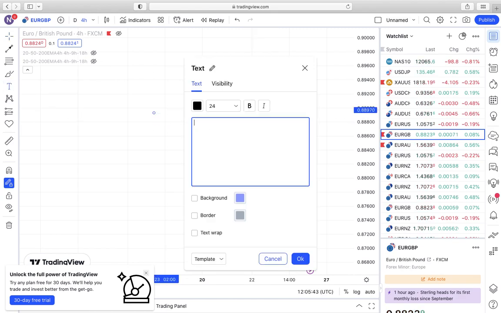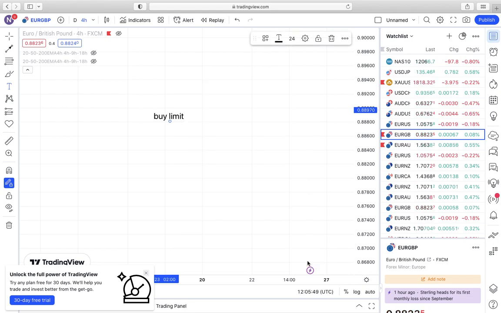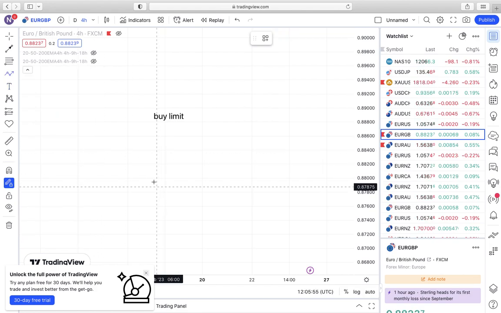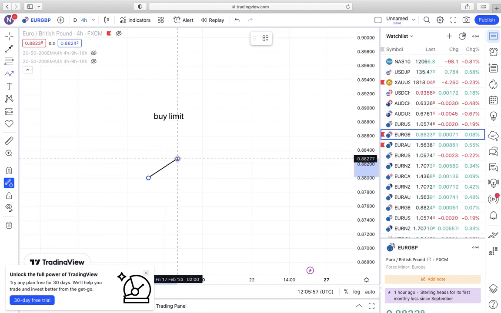Now let me talk about buy limit. What is a buy limit? A buy limit is the opposite of a buy stop. Now let me draw it and you see what I'm talking about. Let me say the price was moving this way.